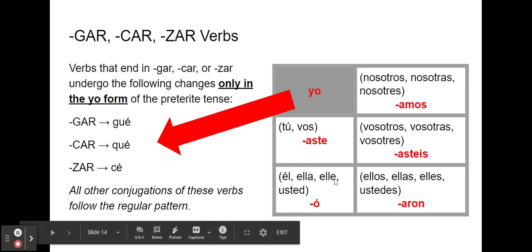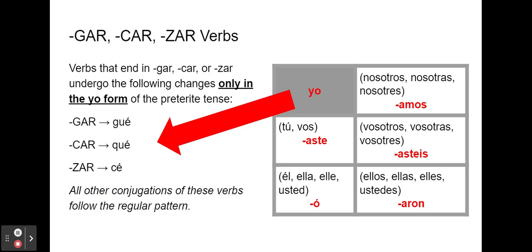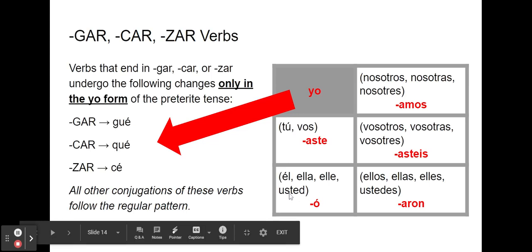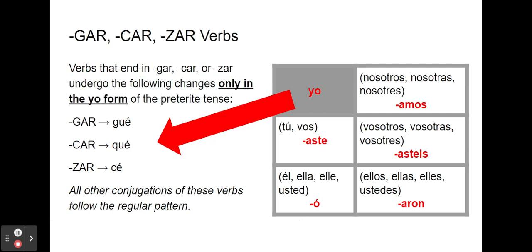Él, ella, or elle, which is he, she, or they, singular, non-binary, all of those endings, as well as usted, which is you formal, you would take off the AR and replace it with ó with an accent mark. The nosotros, nosotras, or nosotres, which is masculine, feminine, or non-binary or neutral forms of we: you take off that AR and you replace it with amos.